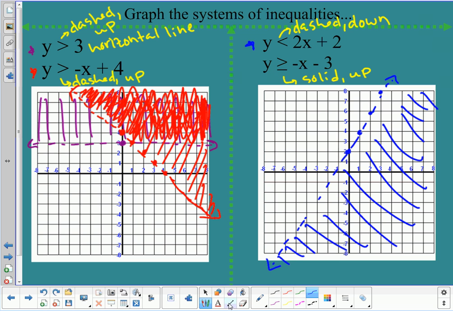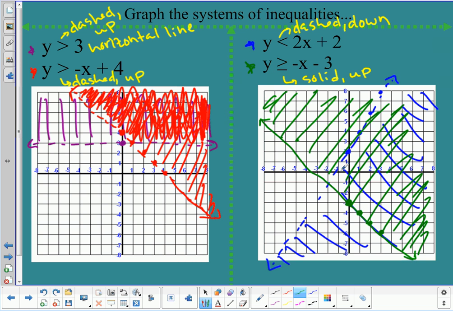And then the bottom line, I'll throw that one up there in green. It's hard to see on that green, sorry. Y is greater than or equal to negative x minus 3. So start at negative 3, and you have a negative 1 slope. So down 1, right 1, down 1, right 1, down 1, right 1. And then solid is what I'm looking at. And I want to shade up.